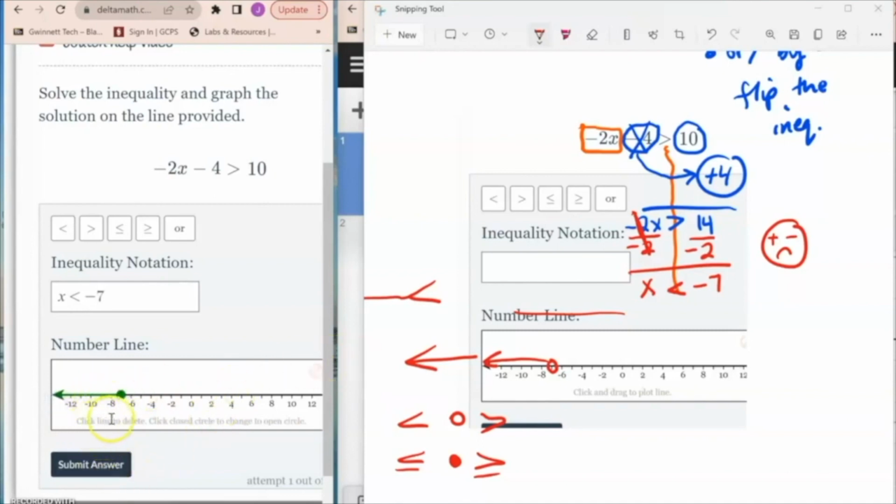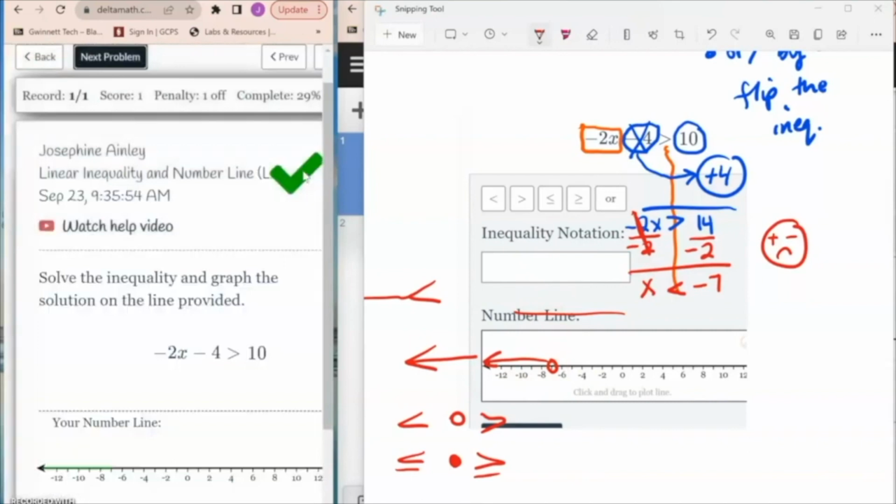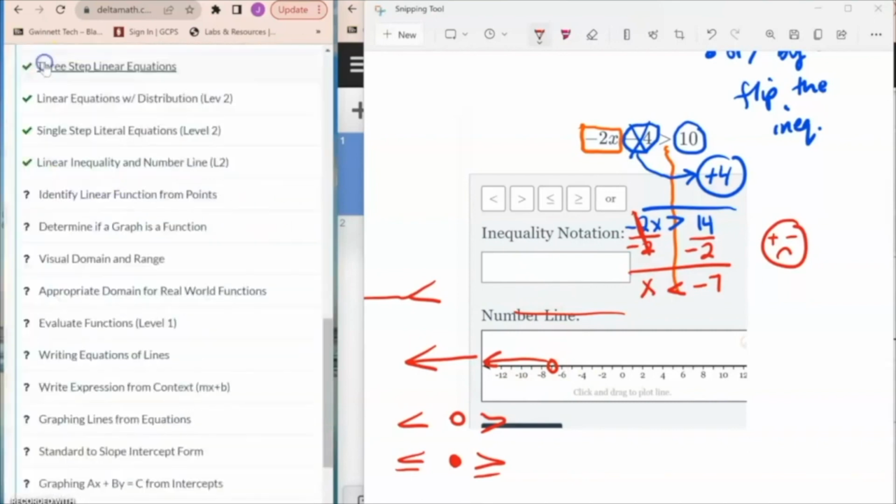So look at where it says click line to delete. If I made a mistake, I can click that to delete it. What was my number? Negative 7. So it's between here. Okay. Click closed circle to change it to open circle. So my circle was supposed to be what? Open. So I'm going to come here and change it to an open circle, and then submit my answer. Yay. Okay. All right. Then I'm going to go over to the next.